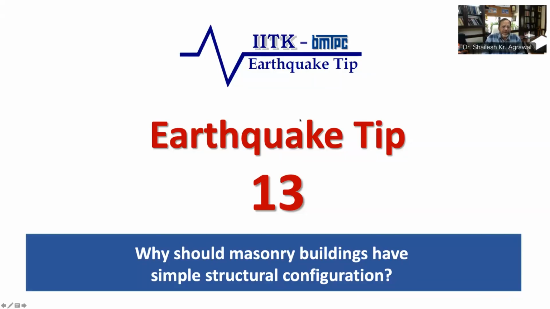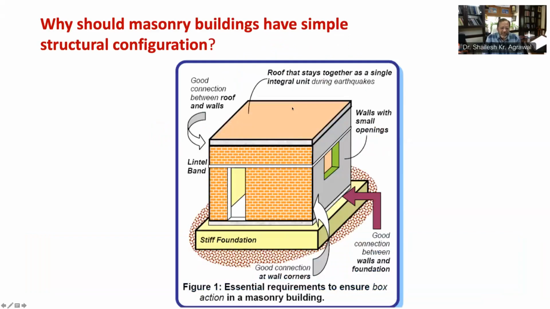This earthquake tip number 13 will explain why masonry buildings should have simple structural configuration. Remember, in the previous tip, it was deliberated that to improve seismic behavior of masonry buildings, the integral box action is to be ensured to transfer large horizontal forces between roof, walls, and foundation without major damage or collapse. In this regard, appropriate choice of structural configuration can also help, and that will be discussed now.